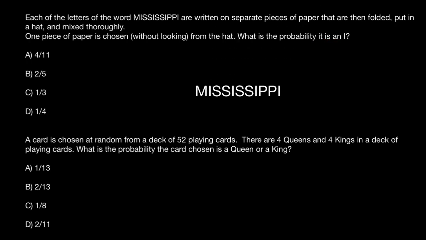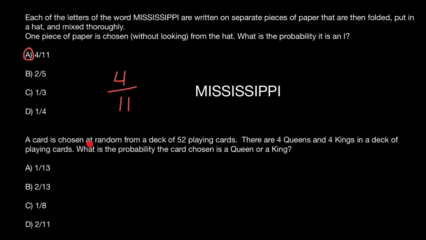So let's count how many letters we have in this word. 1, 2, 3, 4, 5, 6, 7, 8, 9, 10, 11. So the total number of letters is 11. And how many letters are I in this word? 1, 2, 3, 4. So our probability to choose the letter I would be 4 out of 11. Hence the answer A. And next question.